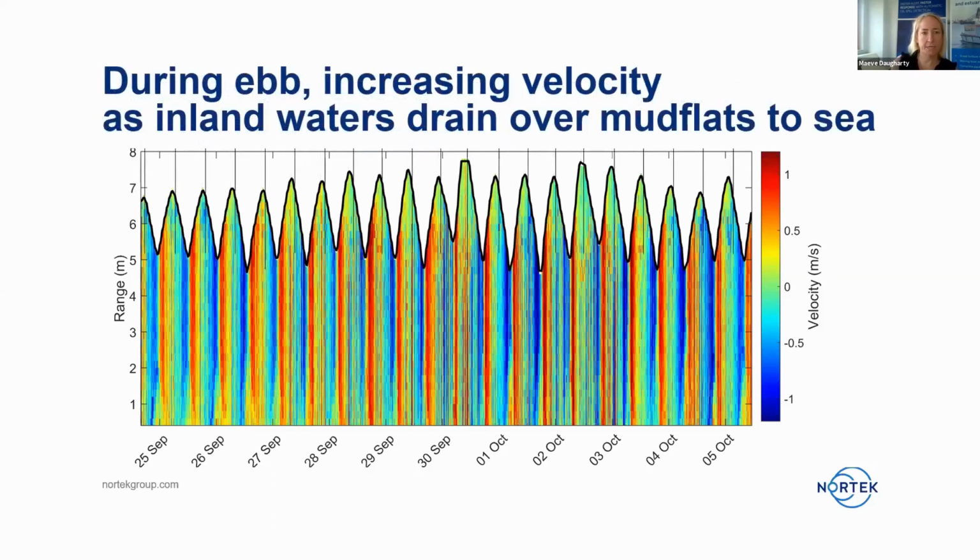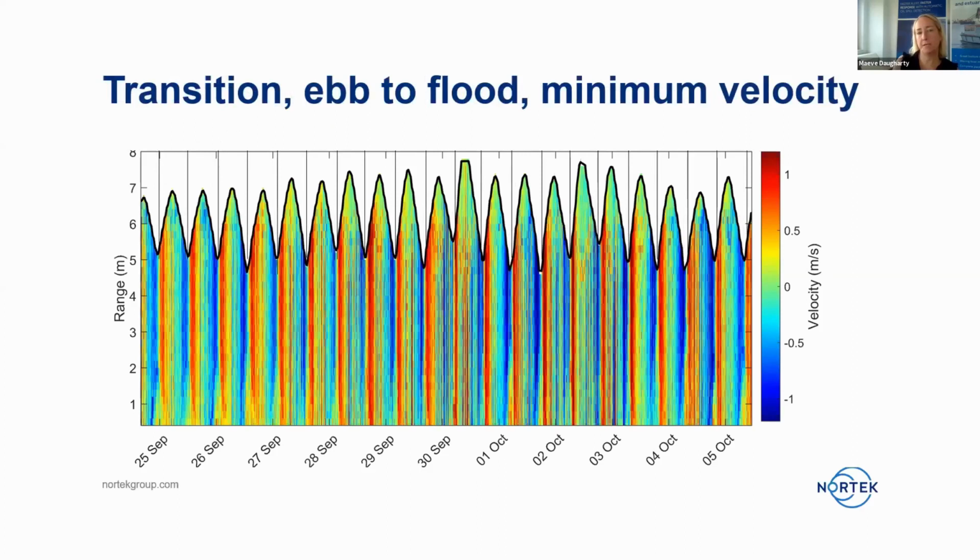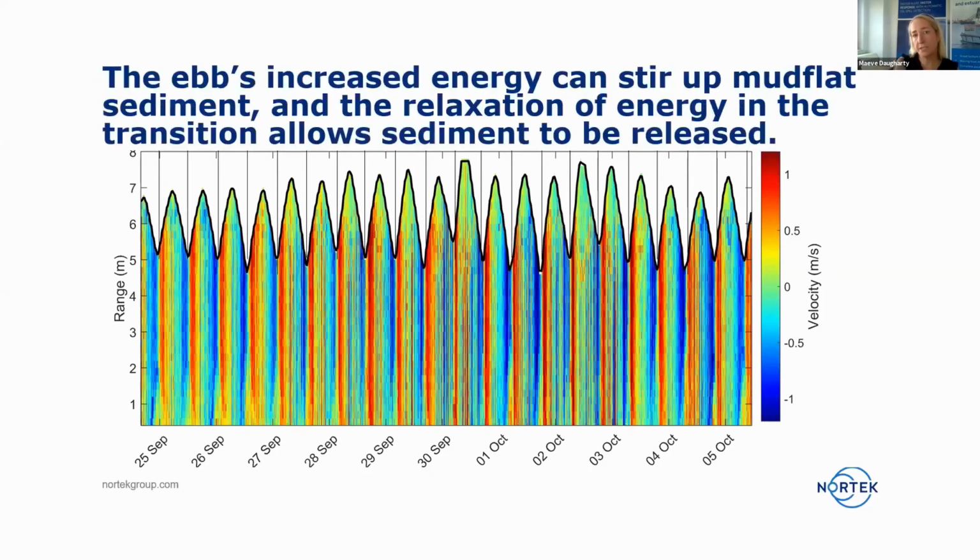And then during the ebb tide, we have increasing velocity as inland waters drain over the mud flats to the sea. At the end of the ebb, we have another maximum velocity period, minus 1.2, shown in these dark vertical blue bands. And then in the transition from ebb to flood, we have another minimum shown by these very thin pale stripes. So the ebb's increased energy can stir up mudflat sediment, and the relaxation of this energy in this transition allows the sediment to be released back into the water column and towards the seabed.